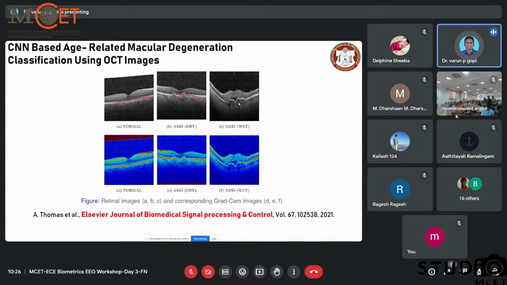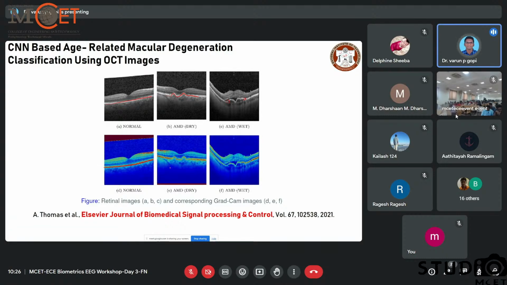So for that, we have generated the gradient class activation mapping. Gradient class activation mapping is nothing but we are taking the penultimate layer of the classification layer and placing it on the original image. So when you place the penultimate layer output on the original image, you can see that there is a yellow plus red color line. This is known as the RP plus Bruch's membrane.